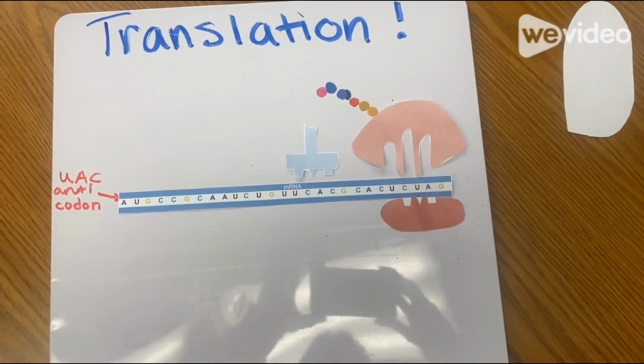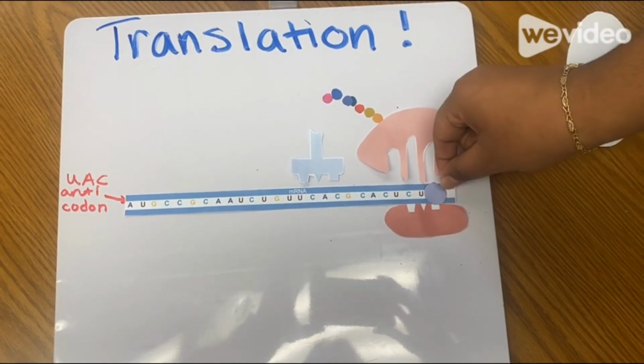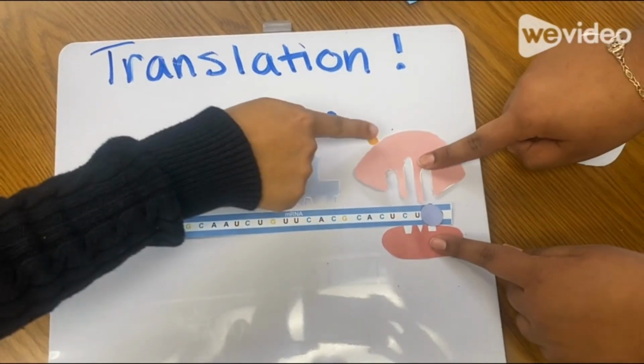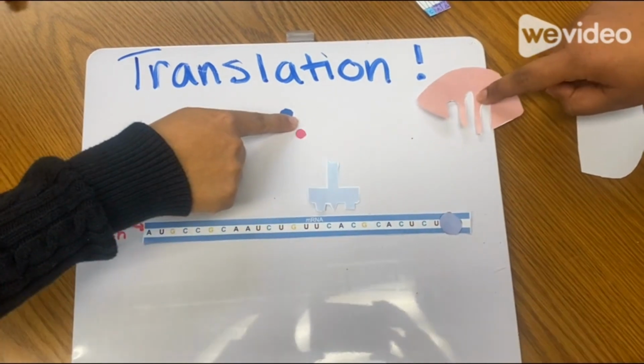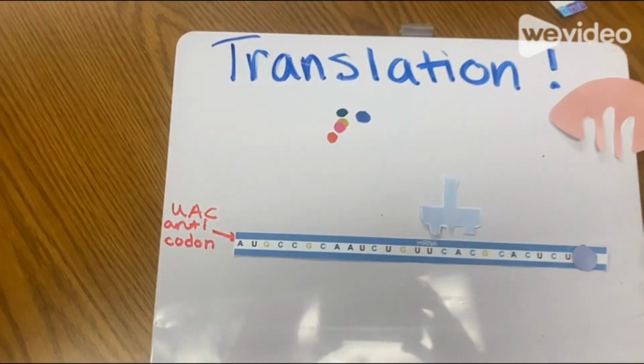Once the stop codon is reached, a release factor will join and dismantle the large ribosomal subunit and the small ribosomal subunit, and the amino acids have formed to make a polypeptide.